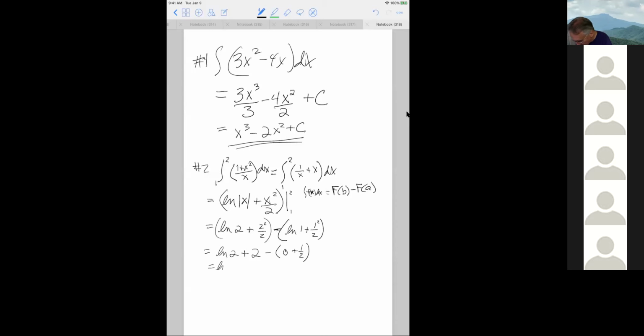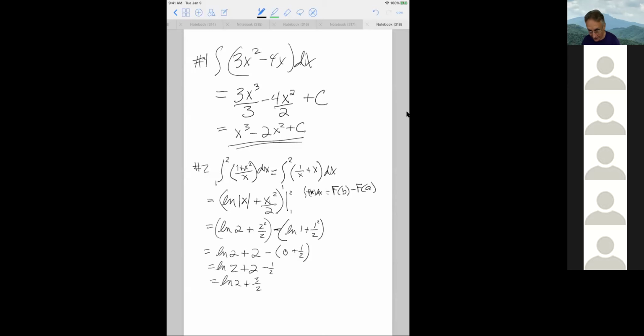So that equals the natural log of 2 plus 2 minus 1/2, huh? So that means I need 4/2 minus 1/2. So that does become 3/2. Okay? This is a definite integral. Let's check it on our calculator, okay?